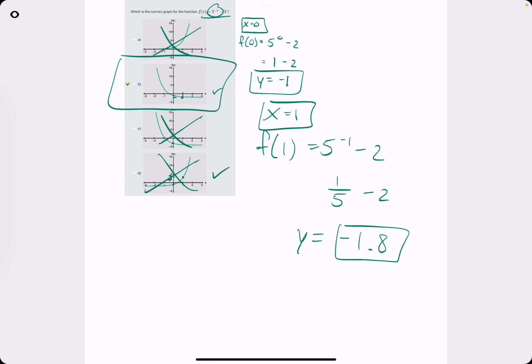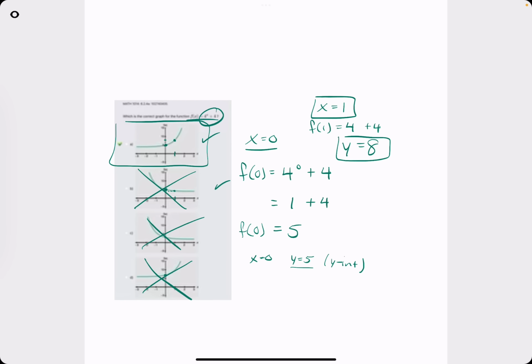Hope that makes sense. That's all I had for this one. Here's a glimpse at both.